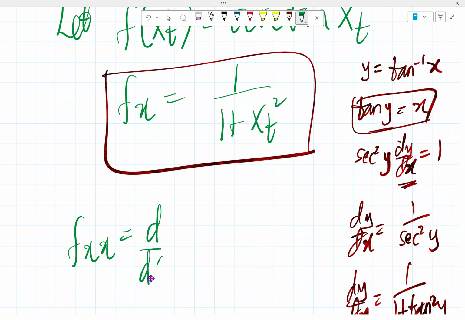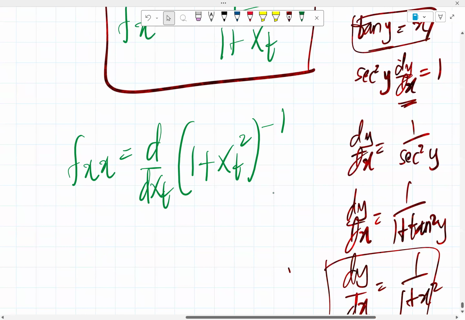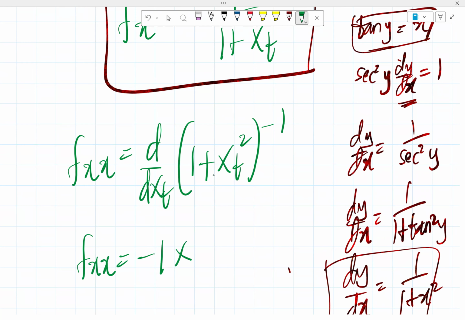Now we have dx sub t of this whole expression, which is 1 plus x sub t squared raised to the power minus 1, right? So that means fxx would be: bring down the power, that's minus 1, times differentiate inside with respect to x sub t, that's 2x sub t, right? Multiplied by the original thing, that's 1 plus x.